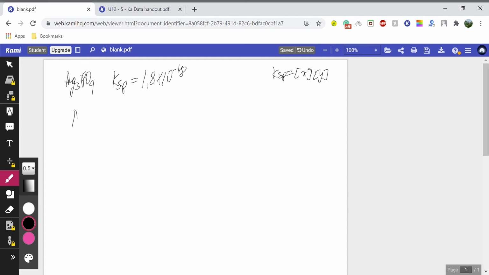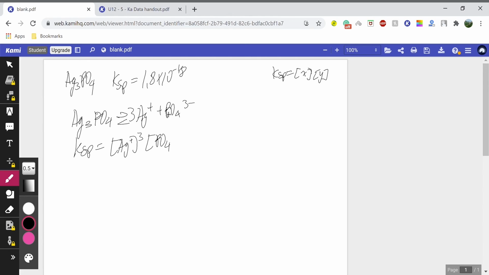Our first step again is to write the dissociation equation. Ag3PO4 forms 3Ag+ and PO4 3-, and our Ksp will be equal to Ag+ cubed times PO4 3-. Now to calculate the molar solubility, we're going to have to set up an ICE chart, which includes our dissociation reaction, Ag3PO4 forming 3Ag+ and PO4 3-. Since this is a solid, we're not going to include it.